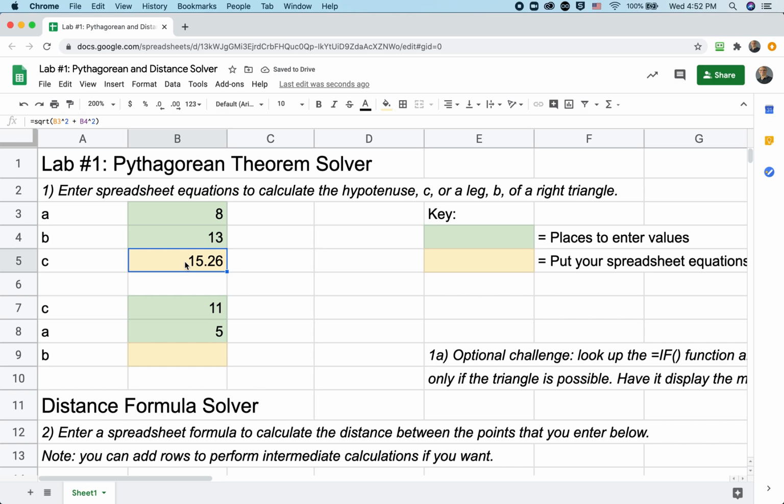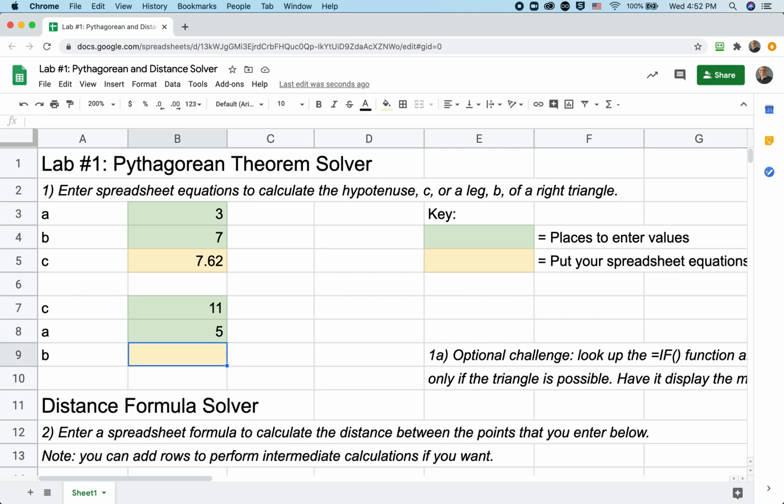Now, that's probably longer than it would take you to do it on a calculator, but here's where the speed comes in. If you want to change a number and try a different triangle, let's make that 14 and 13. Or make this 3 and 7. If you had a calculator, you'd have to do this over and over again. Here, a spreadsheet does it pretty much instantaneously. This is always updated to be the right answer.